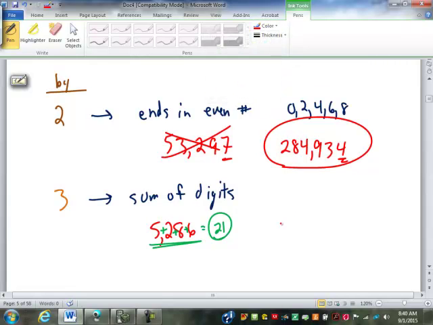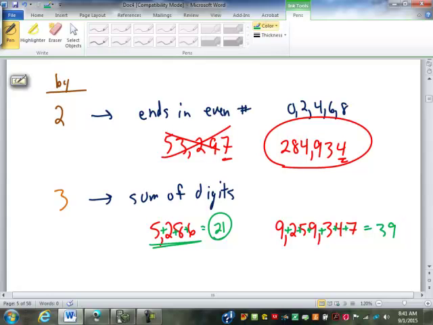Let's do another example. 9,259,347. Let's see if that is divisible by 3. What is 9 plus 2? 11 plus 5? 16 plus 9? 25 plus 3? 28 plus 4? 32 plus 7 is 39. Now, if 39 is divisible by 3, the whole number is divisible by 3.